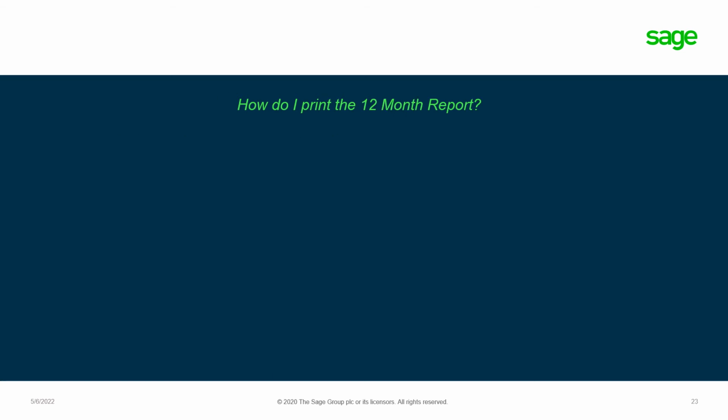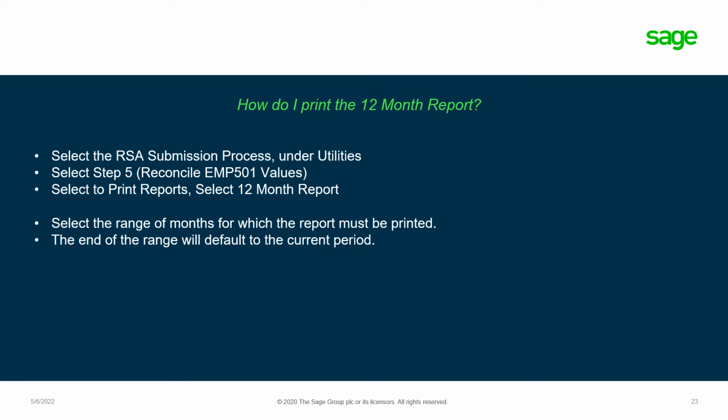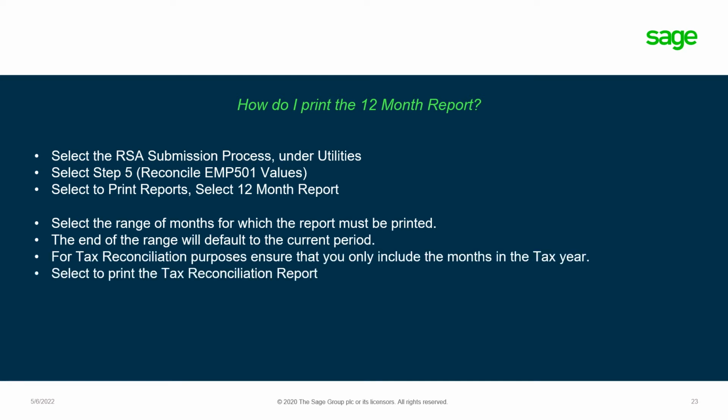How do I print a 12-month report? Select the RSA submission process under Utilities. Select Step 5, Reconcile EMP501 values. Select to print reports. Select 12-month report. Select the range of the months for which the report must be printed. The end of the range will default to the current period.